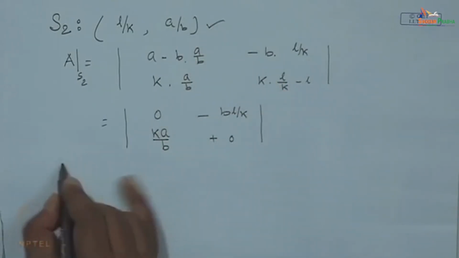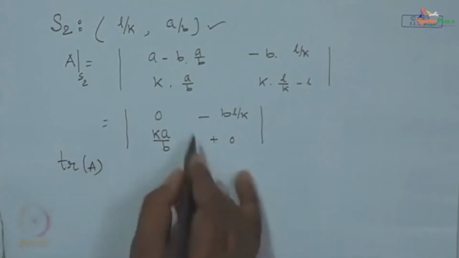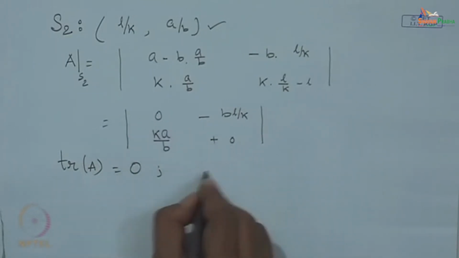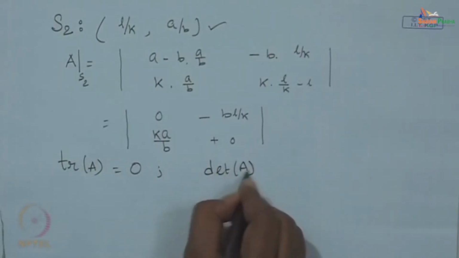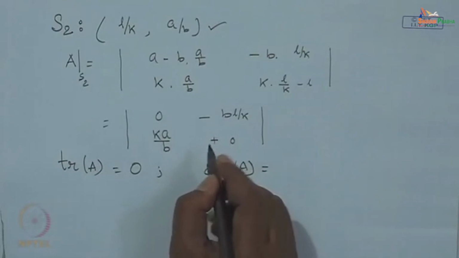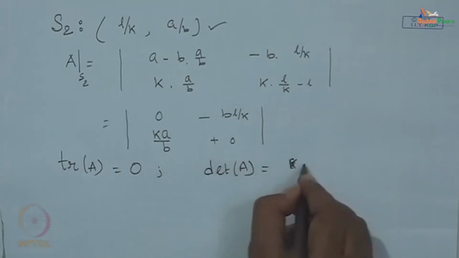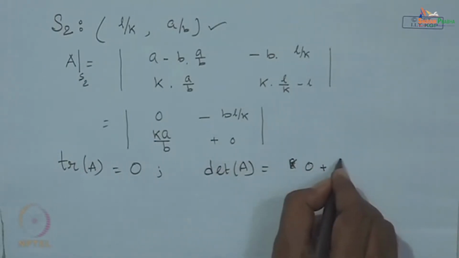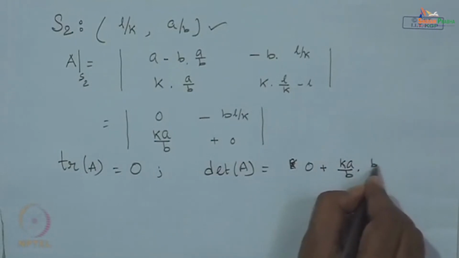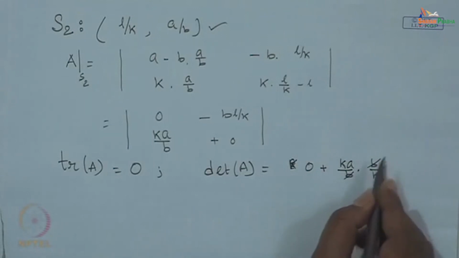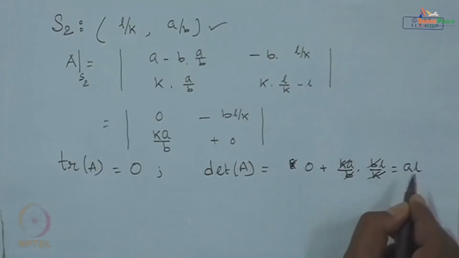Again, we will look into the trace. Trace of A is basically the sum of these two values, the corner elements. So, it will be 0. And determinant of A will be nothing but this minus this. So, there will be 0 into 0, 0 minus plus k A by b into b L by k. So, this becomes, b and b will be cancelling out and k and k will be cancelling out. So, this becomes A times L.